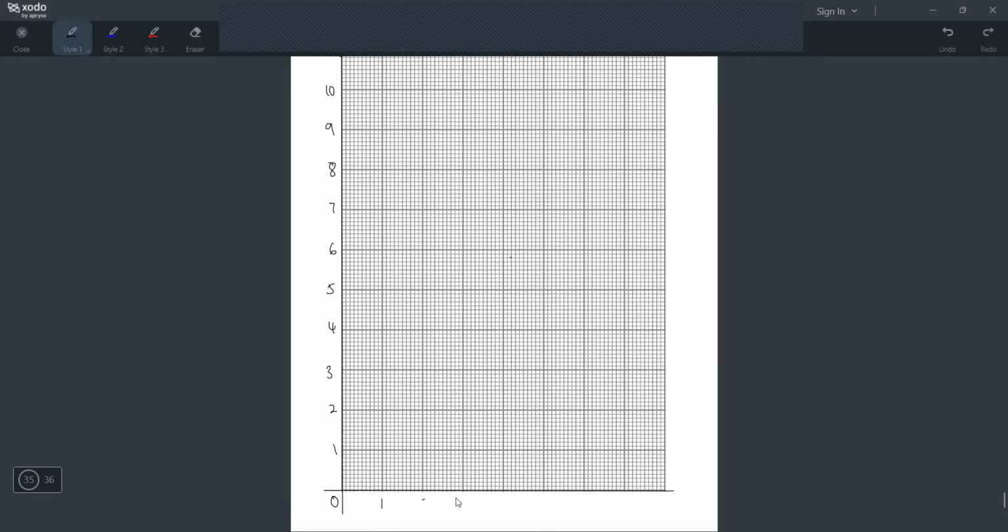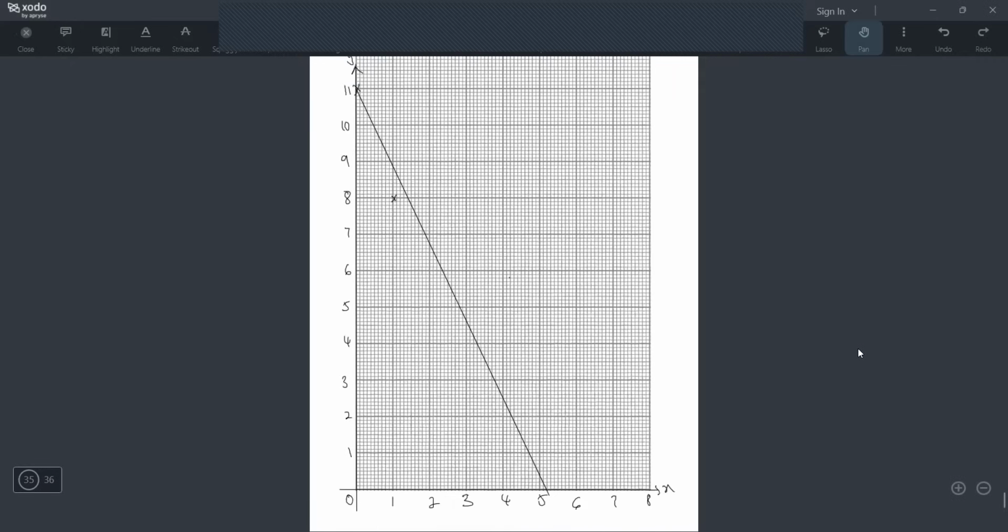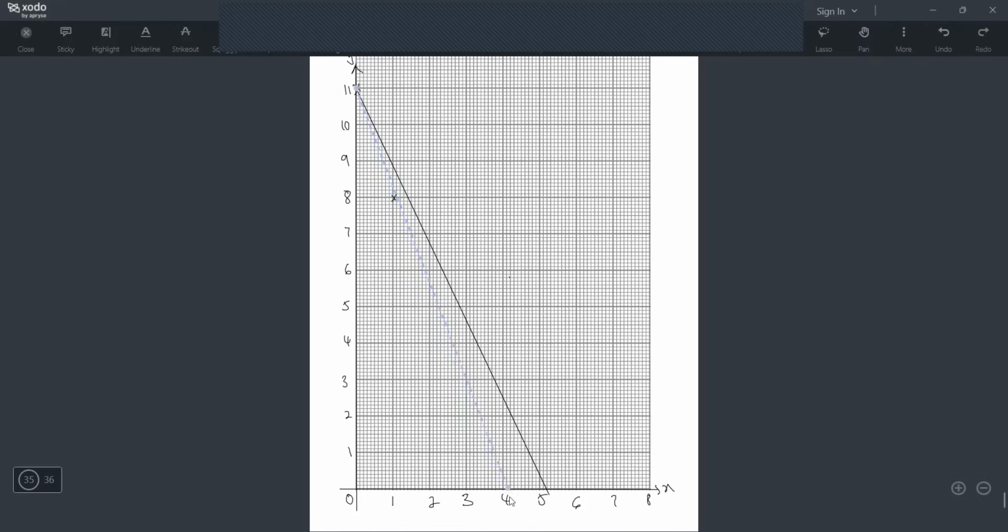Okay, I forgot to label this. 1, 2, 3, 4, 5, 6, 7, 8, and this one is the x-axis. So the other point I found just now is (2, 8). It's here. Now I have to join these 2 points using a straight line. Let's make this smaller. So it will look like this, and make sure it passes through. Okay, so I think it's correct.